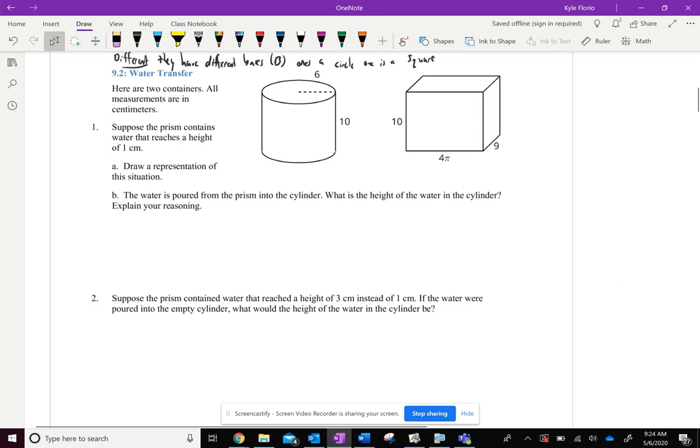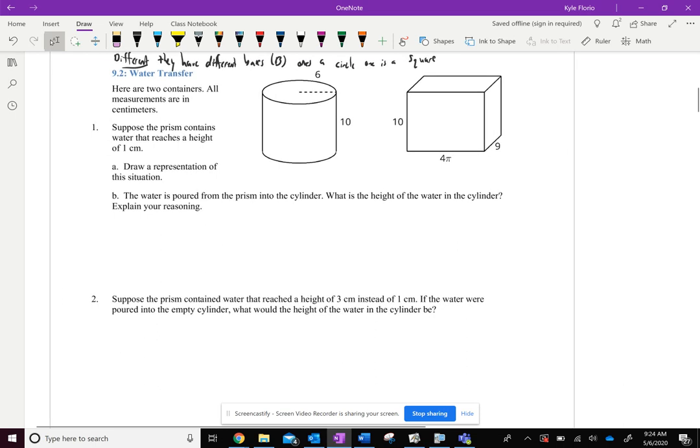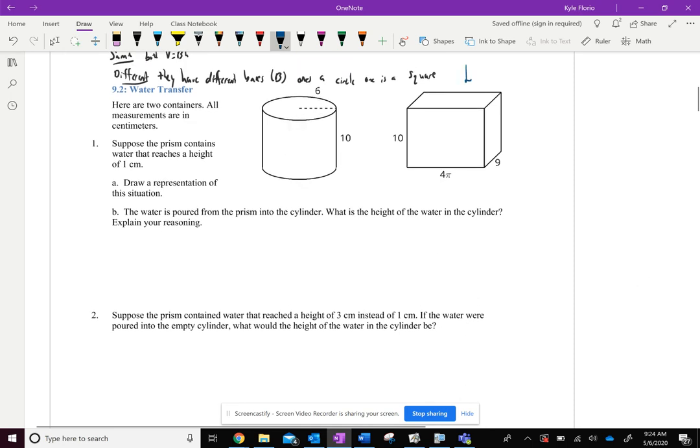So in 4.2, here's two containers. All the measurements are in centimeters, okay? Suppose the prism contains, so the prism's the one on the right here, suppose the prism contains water that reaches a height of 1 centimeter. Let's try to draw that. So we're going to put water in here, and then the height's going to be 1 centimeter. So the whole height is 10. We want about a tenth of that.